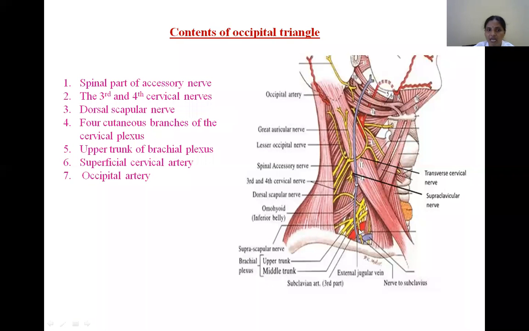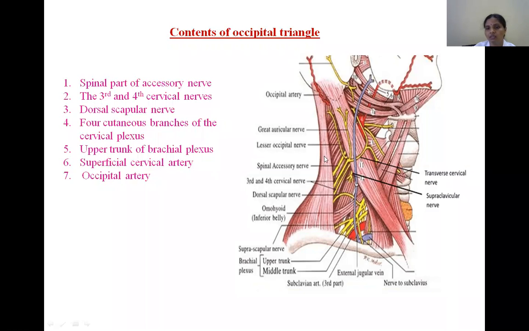So now coming to the contents. What are the contents of this occipital triangle? The final part of the accessory nerve. Actually, it is not a content, because the spinal accessory nerve is a nerve of these two boundary muscles.